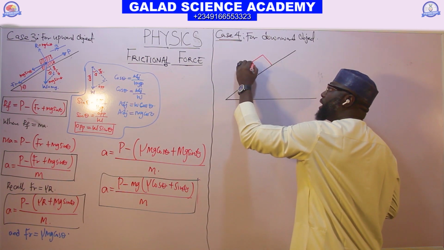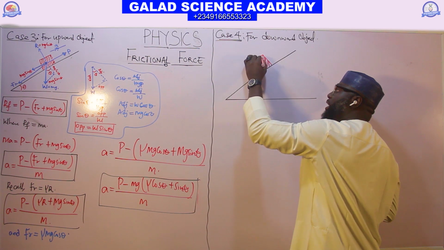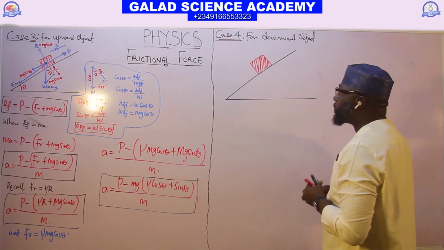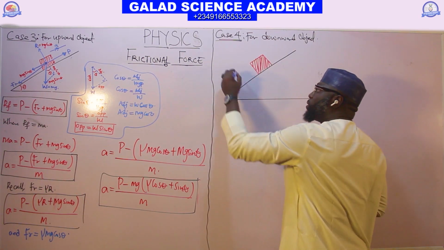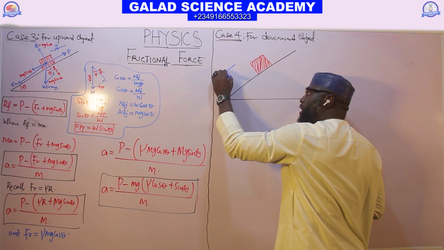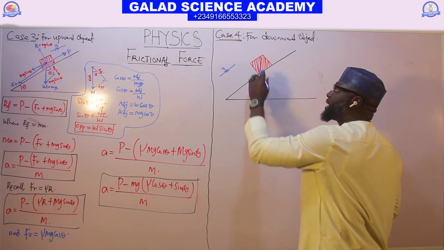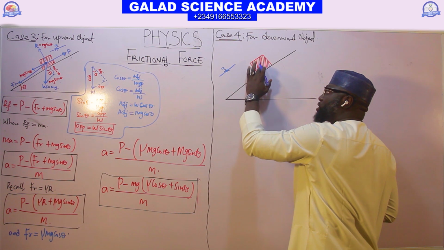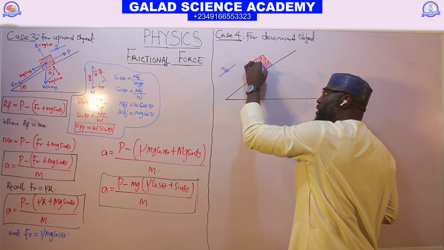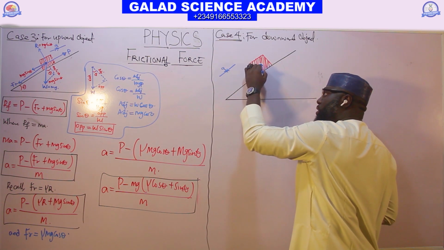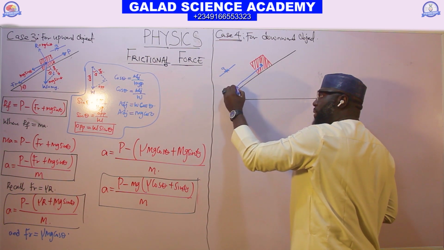instead of moving up as in case 3, the block we have here is going to be moving down. So if the block is moving down with this acceleration a, automatically my applied force will be this applied force P.